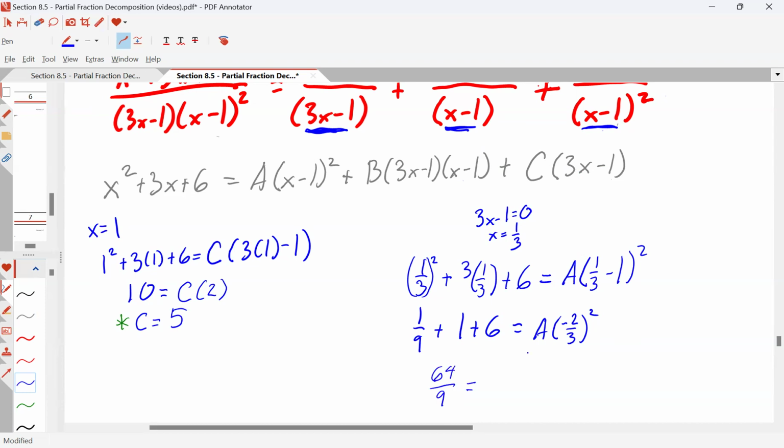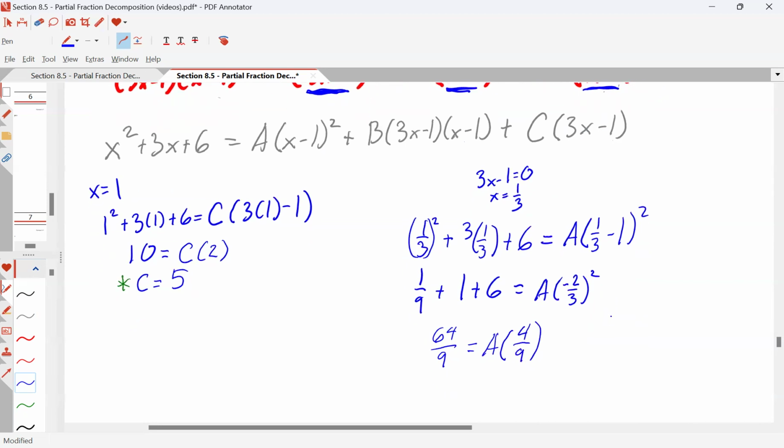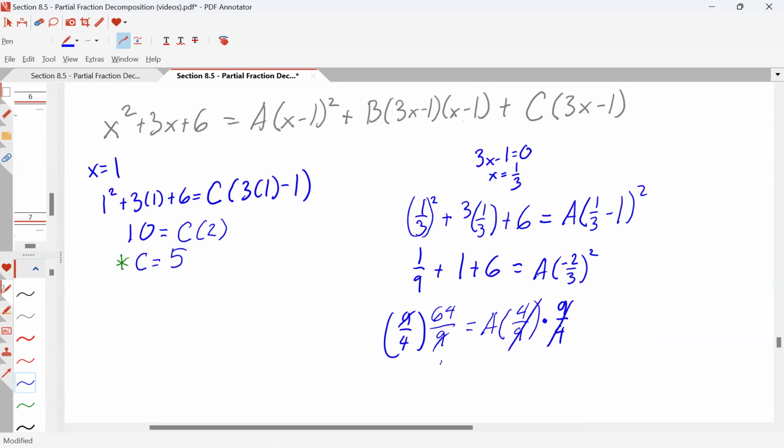The right-hand side, we have a, and negative 2/3 squared is 4/9. We can clear that denominator of the 9, or multiply both sides by 9/4. The 9's cancel, and 64 divided by 4 is 16. So a equals 16.